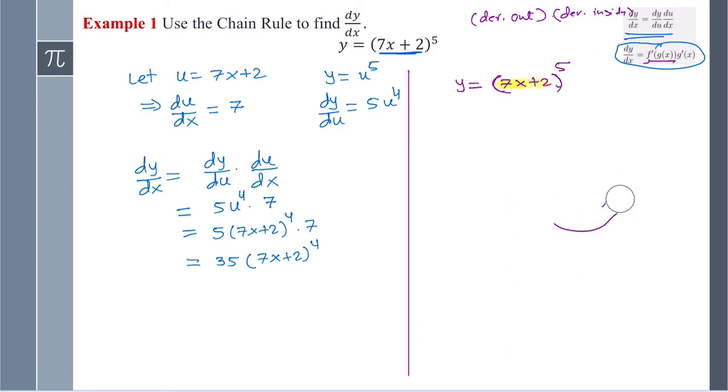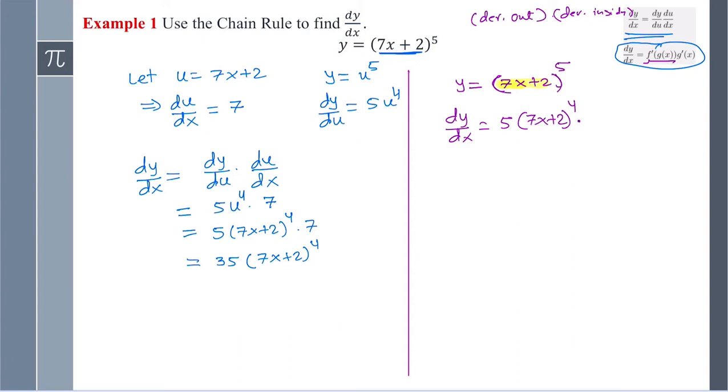So the outside function is x to the fifth, that parenthesis to the fifth. If you are confused, this is how you can write this. dy over dx equals, so we have something raised to 5, which means 5 comes down, then that something is raised to the fourth power. That's the derivative of the outside function. What is inside that parenthesis, we'll just copy as it is. We won't change anything. So we'll write that as 7x plus 2. Now times the derivative of the inside function.